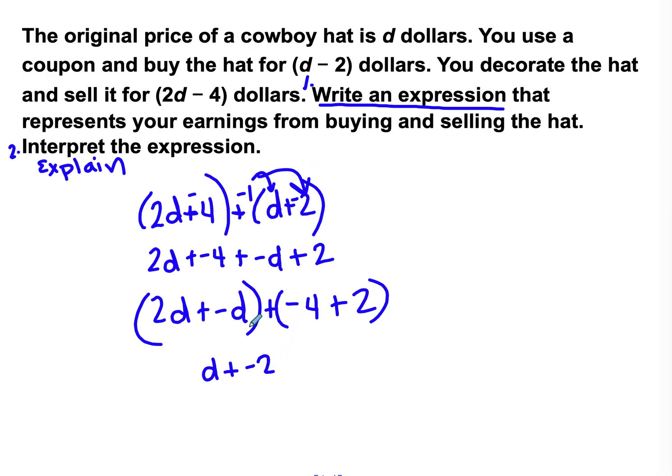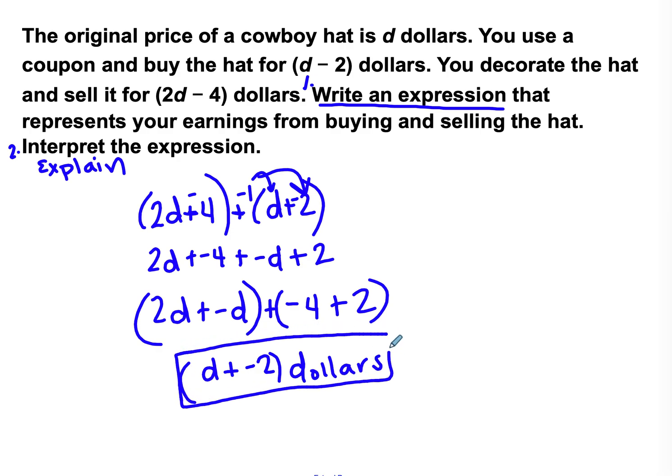And then look at this: D plus negative $2. That's my expression. Story problems do need a label, and I'm putting my label so that it matches this: D minus $2. Okay, and then interpret. What do I notice? Well, this is a plus negative 2, and this is a minus 2. So what do I notice?